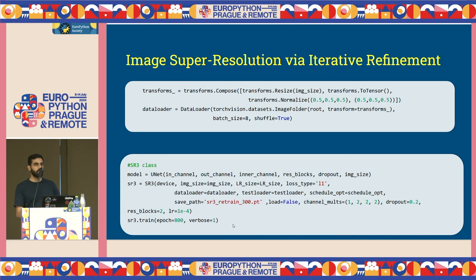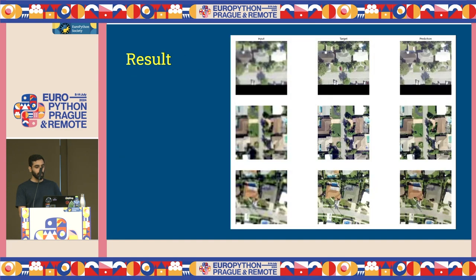Now, this model is quite slow as compared to a different model like the GAN-based approach. But the results are quite good in diffusion models as compared to a GAN-based approach. Here you can see the input, which is a low-resolution image, a target image, what we are trying to achieve, and then a prediction. Here the model is able to generate a prediction based on the low-resolution image, and you can see cars and trees and the houses are much sharper.